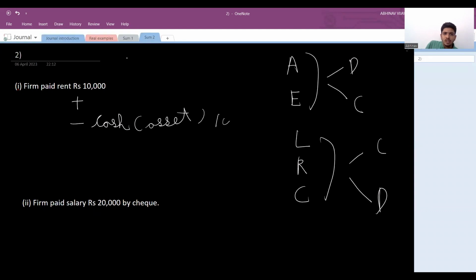Gets reduced by 10,000 on the business. The reason is rent. But I always told you, write rent in the bracket. You write expenses.